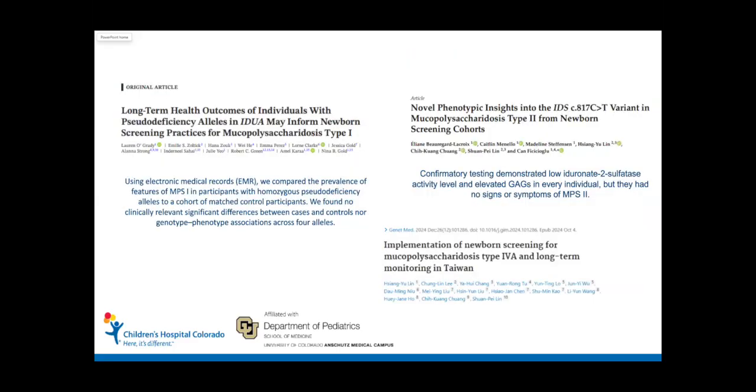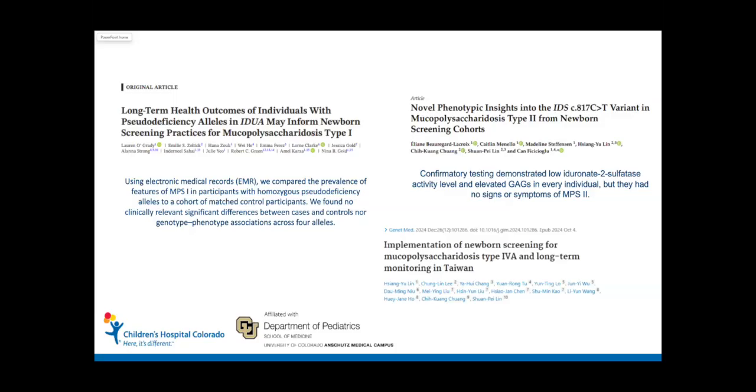These are just a couple of new articles that I came upon. The one on the left is using EHR, a medical record, to identify patients who are homozygous for pseudodeficiency. And I just pulled one of the relevant lines: we found no clinically relevant differences between cases and controls in patients that were homozygous. So I do think we've got some good data here to suggest that certain genotypes are not going to present.